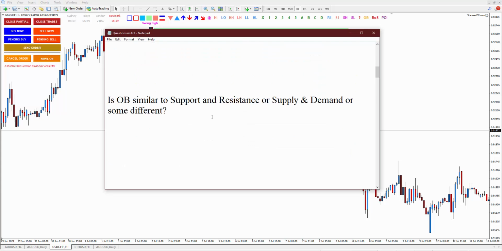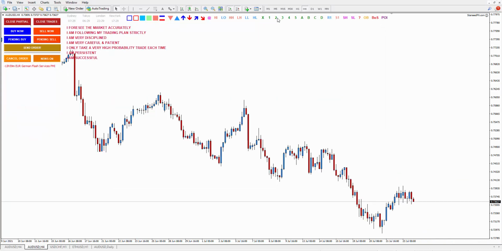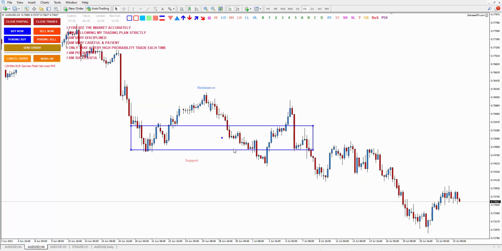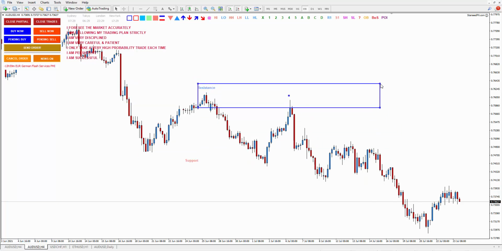Is order block similar to support and resistance or supply and demand, or something different? When we talk about support and resistance or supply and demand, we talk about a zone. So the same as order block, we call it a zone or point of interest. When we talk about support and resistance, we are not talking about one line like this. This is resistance, or this is support, for example. Support and resistance is basically a zone.